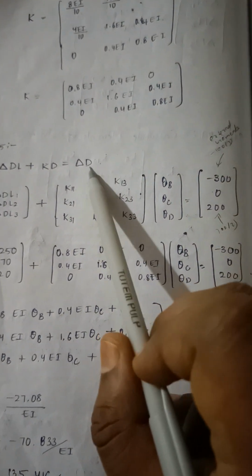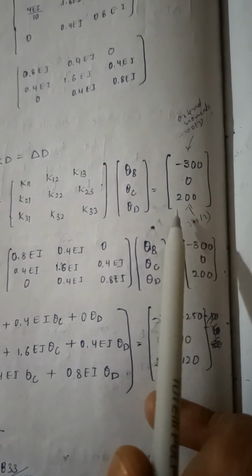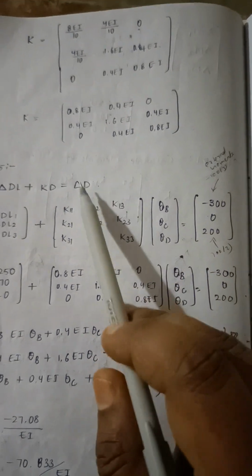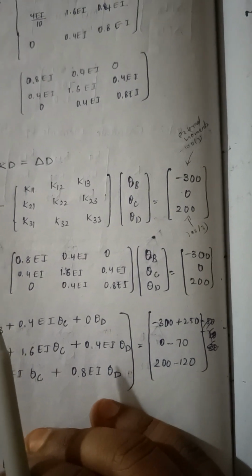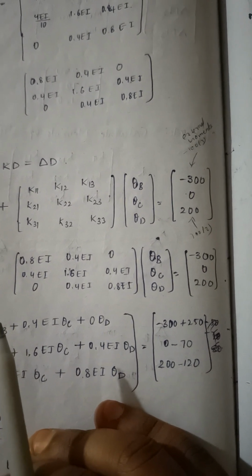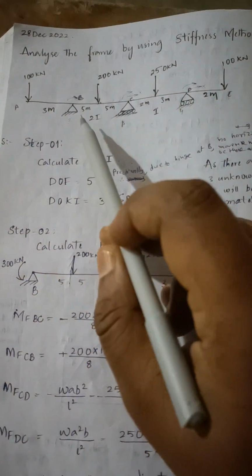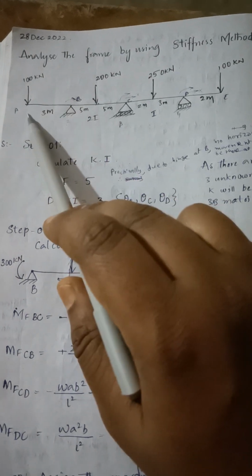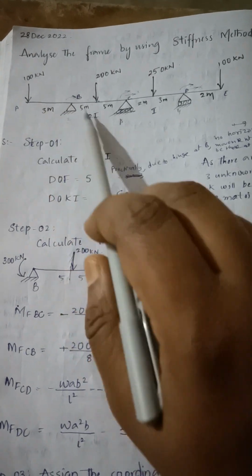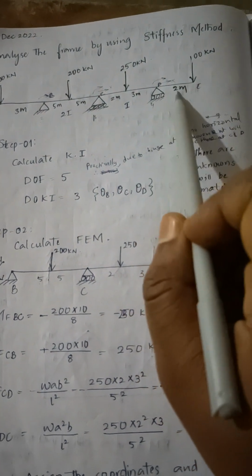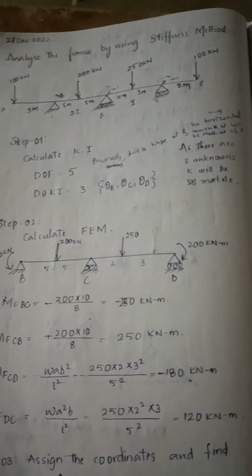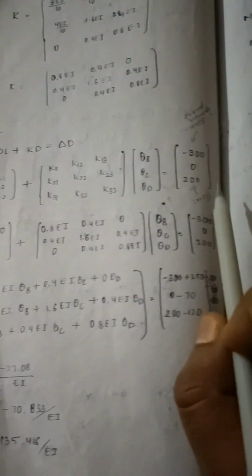So what is delta D? Minus 300, 0 and 200 are the external moments. Sometimes in some problems there will be no external moments. When there is no external moment, you can substitute 0, 0, 0. But here there are some external moments in the problem. See here, for this first coordinate there is external moment 100 into 3. This is anti-clockwise, so minus 100 into 3, minus 300. Here it is 100 into 2, 200 clockwise, so plus 200. There is no external moment here, so minus 300, 0, 200.